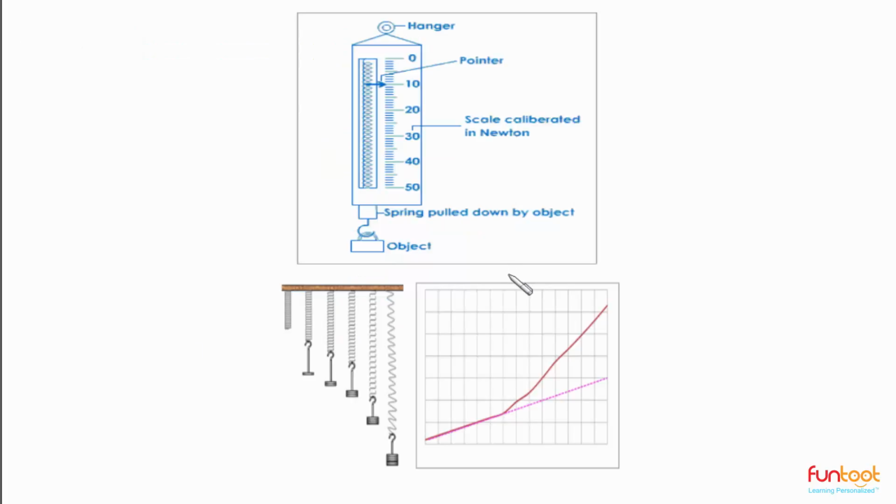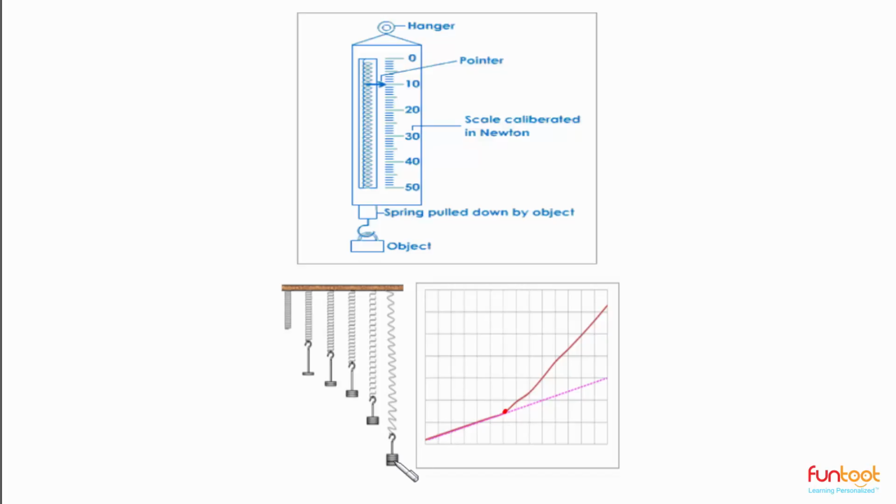This is where the idea of linearity helps us. In the last spring here, we have put the weight beyond the limit of this spring. And on the graph of weight versus extension, we can see this is the point where weight more than the limit of the spring has been suspended.